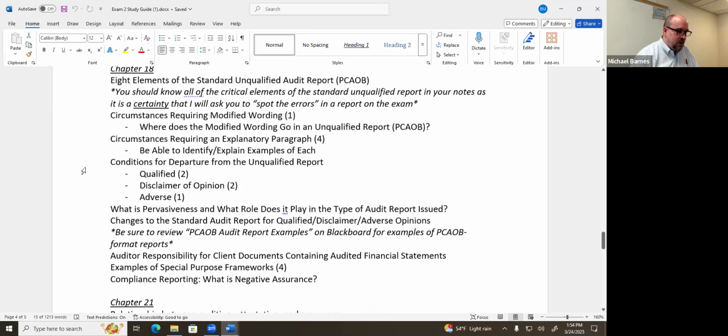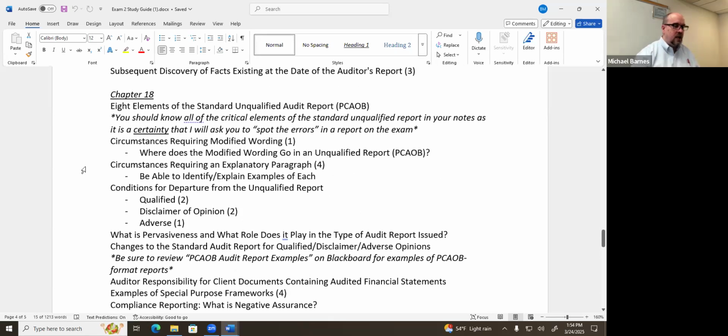Circumstances that require an explanatory paragraph. There are 4 general situations. Okay. Make sure you can identify and explain the examples of each. They're pretty straightforward. The report on ICOFR, going concern issue, anything that affects comparability, and then anything that requires additional emphasis. That's basically it. Conditions for the departure from an unqualified report.